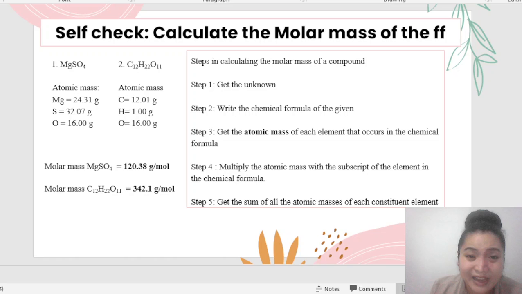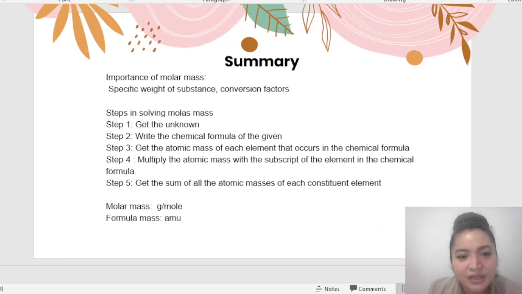In summary, the importance of getting the molar mass is mostly in the laboratory setup wherein we want to determine how much of a substance is needed for a particular experiment. And at the same time, it is also used as an important conversion factor.